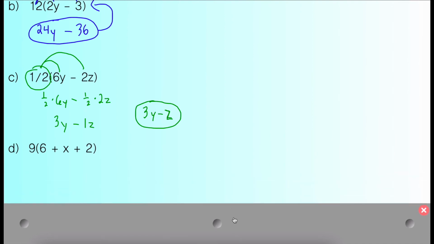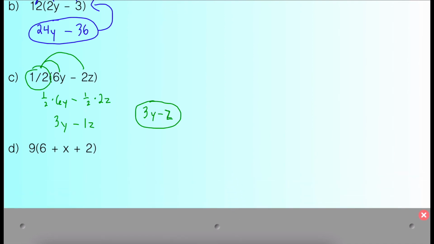This next expression is the same thing, but now we've got an extra term involved. Instead of 2 things inside of the parentheses, there's 3 numbers. That doesn't change anything, though. I'm still going to multiply 9, the number outside of the parentheses, by everything on the inside. So 9 times 6, 9 times x, and then 9 times 2. So 9 times 6 is 54, plus 9 times x is just 9x, and then 9 times 2 is 18. And that would be the rewritten version of this expression.